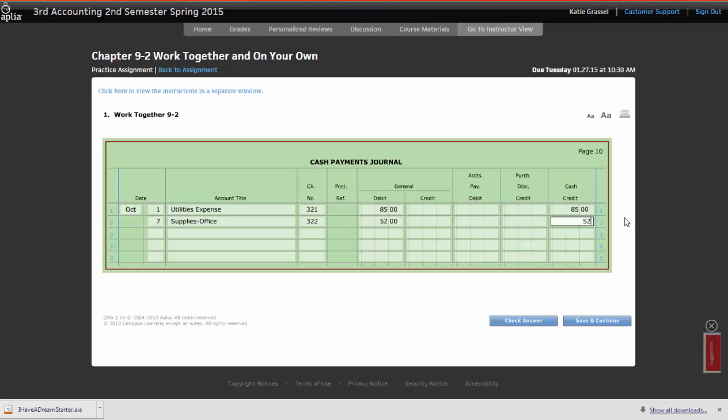So far, transaction 1 and transaction 2, you're like, great, Mrs. Grassel, I know how to do this. Okay. October 11th. That one's a little bit different. Would you agree?